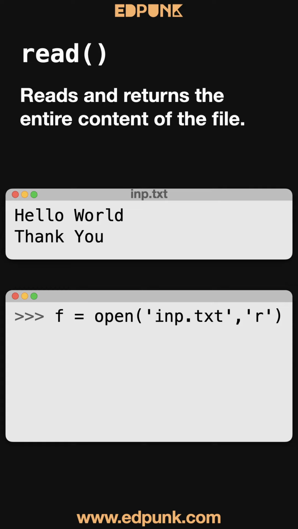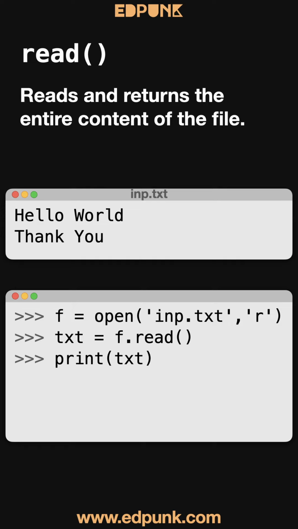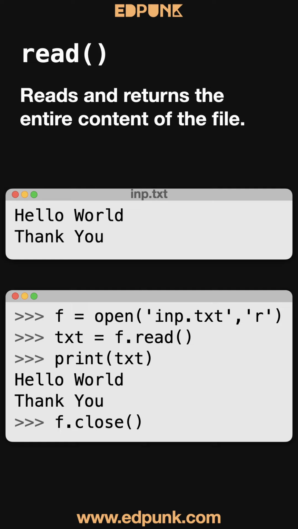Now, let us open the file in read mode and assign the file object to f. Let us now read the entire content of the file as a string using f.read() and assign it to the variable txt. We can print the content using the print function. "Hello world" and "thank you" is displayed as an output. Now execute f.close() to close the file object.